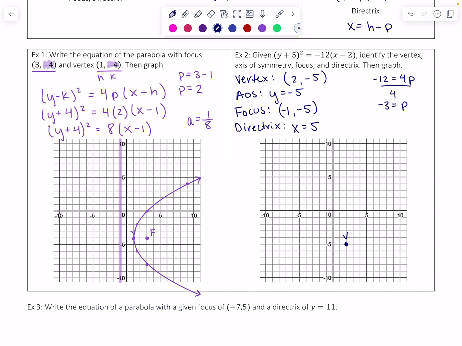Putting these points in, they're always good to graph here and get an idea as to where your parabola is going. And here is our directrix.